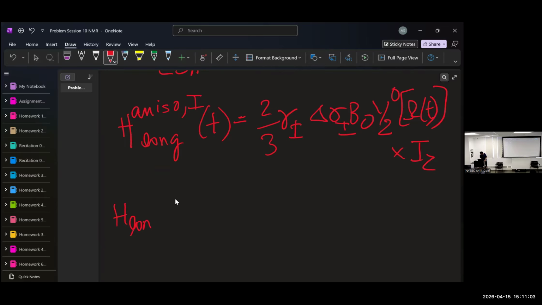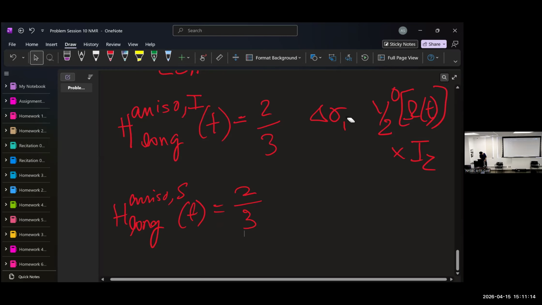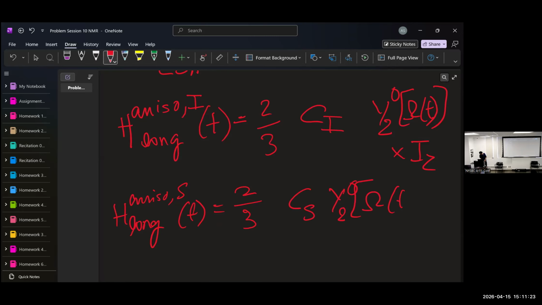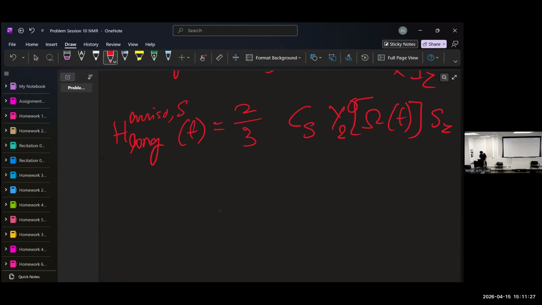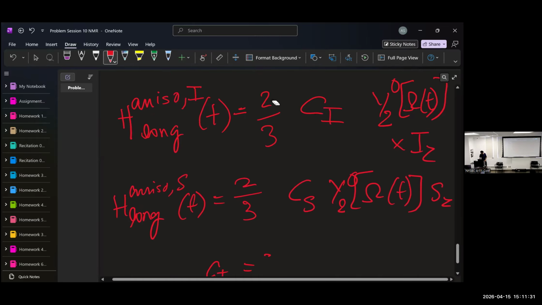Similarly for S. I'm going to just write all of this as just CI, and similarly CS. Here CI is, I can just consume the full coefficient.